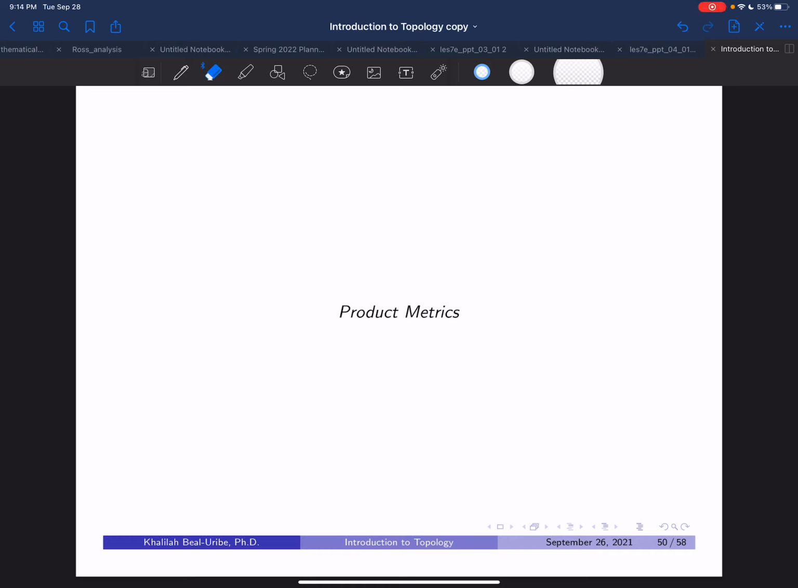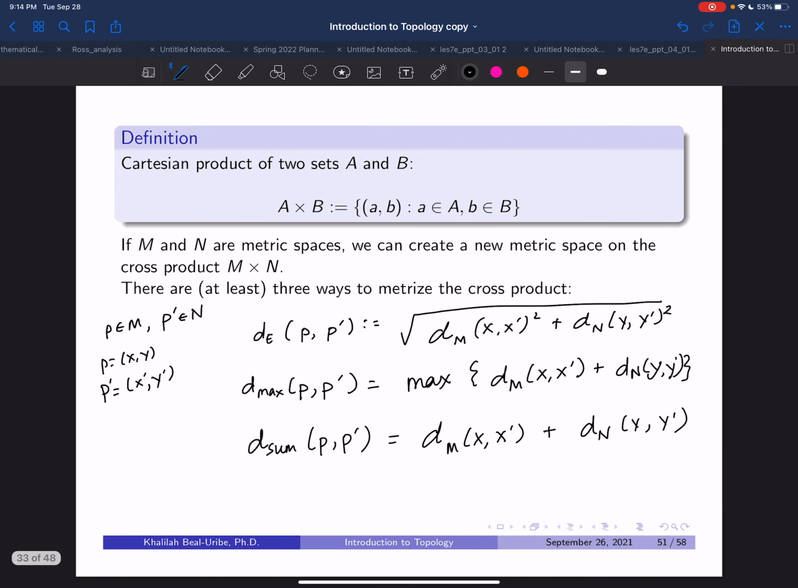Let's talk about product metrics. So basically, a product space is when you have two metric spaces and you form the Cartesian product of the two metric spaces. Now, there are at least three different ways to naturally define the cross product of two metric spaces. So you start off with the sets, right?